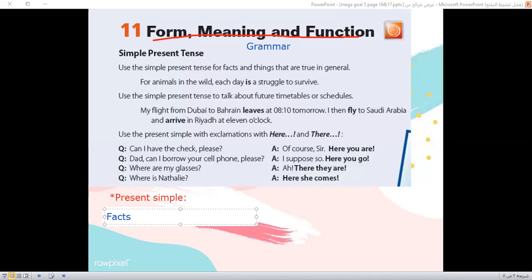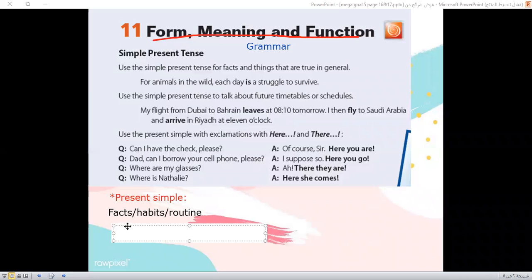So I use it for facts, for habits, if there's a routine. Very good, Raghda. So if I have a routine, a habit, or something that is a fact, immediately I know that this sentence is in the present simple. So let's write some examples here. I think you should write in your notebook.